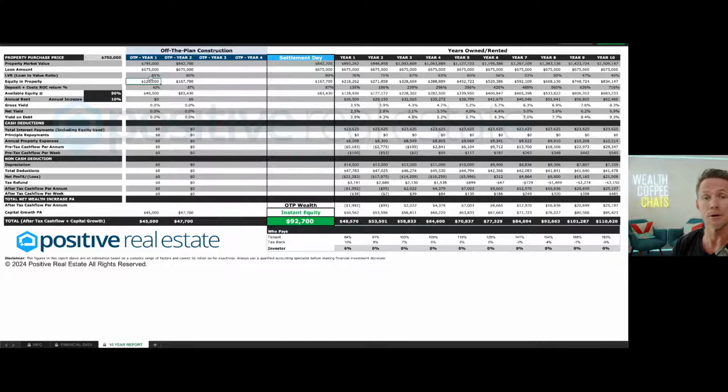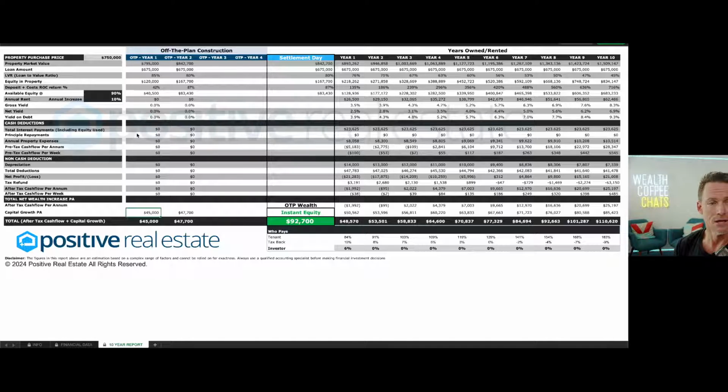Equity, including your deposit, plus the increase in equity, which is your capital growth: $45,000 gone up in value in year one, and it's cost you nothing to hold that over that period of time. Okay, so in year one, that's pretty good, right?